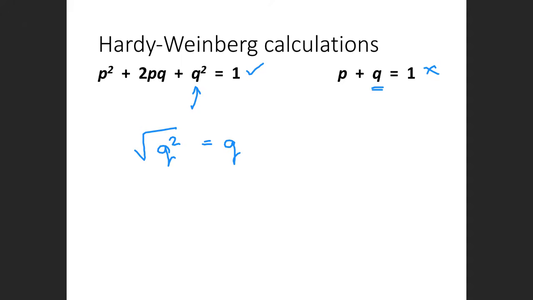And once you've got Q, 1 minus Q is going to give you P. And then once you have P, you can solve either of these. Square it, you get P squared. Multiply it by 2, multiply it by Q again, and you get 2PQ. Don't forget the heterozygous genotype is going to be 2PQ. Homozygous dominant is P squared. Homozygous recessive is Q squared.